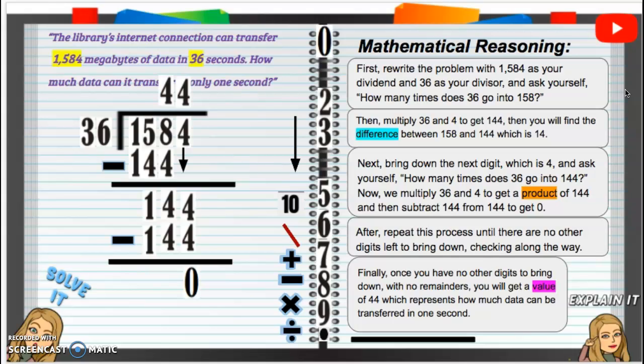Finally, once you have no other digits to bring down with no remainders, you will get a value of 44, which represents how much data can be transferred in 1 second. And that's it for our vocab, or our writing. Great job!